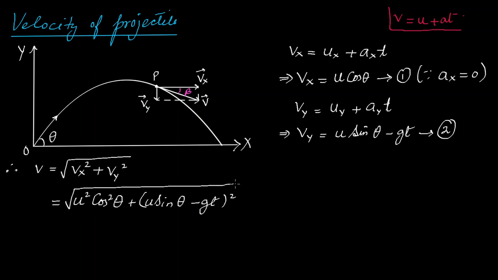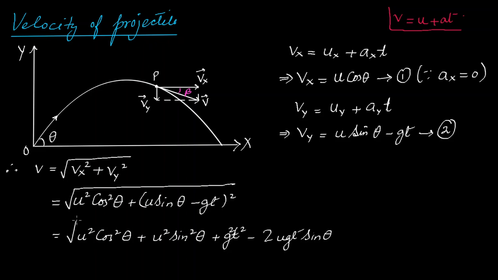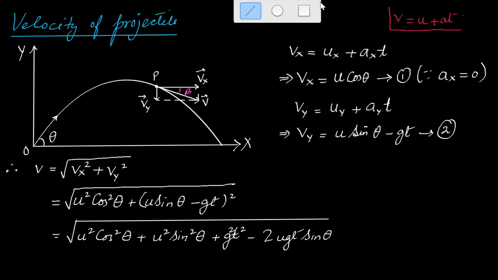under a root. So U square cos square theta, let us apply the (a minus b) whole square formula. You will get U square sine square theta plus a square plus b square minus 2ab. So g square t square minus 2ugt sine theta. Okay, that will be under the root.